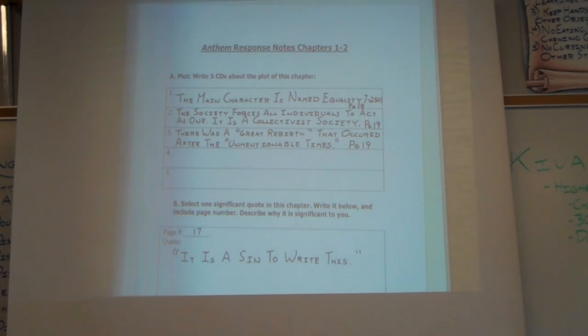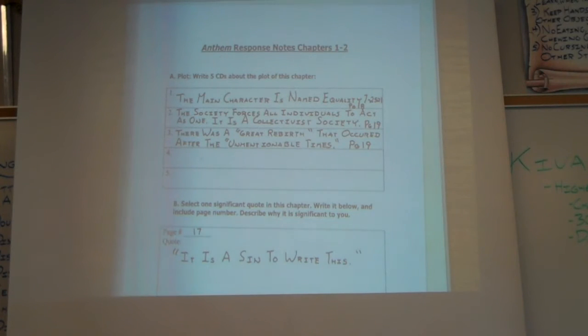So as you can see on the first 3 lines there, I've included 3 concrete details for Anthem. The first one, the main character is named Equality 7-2521. That is directly from the text, and that is located on page 18 of the text, which is one of the first 2 pages of the story. I don't take the lines verbatim from the text. What I do is I try to take the most important points and put them in my own words.